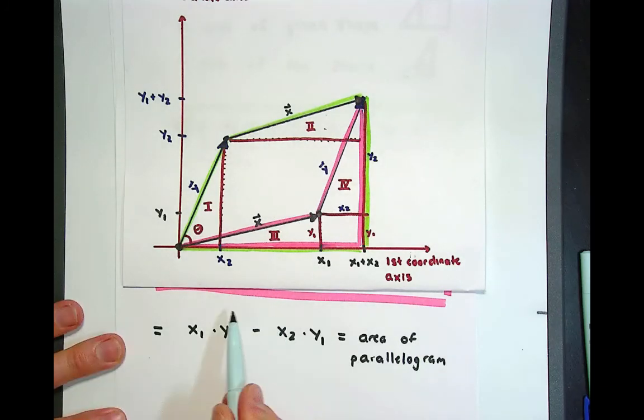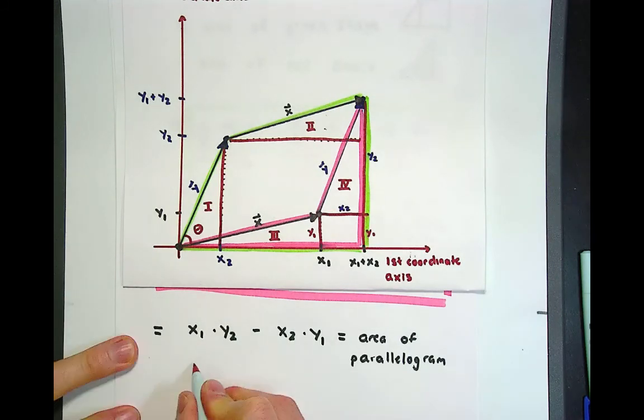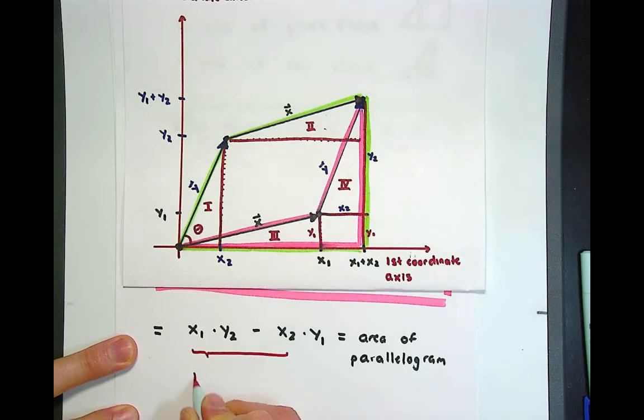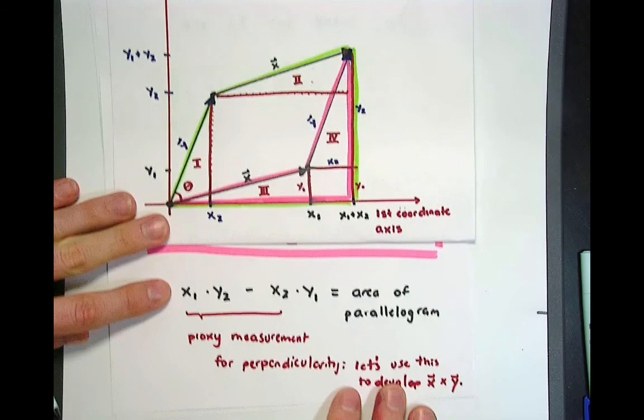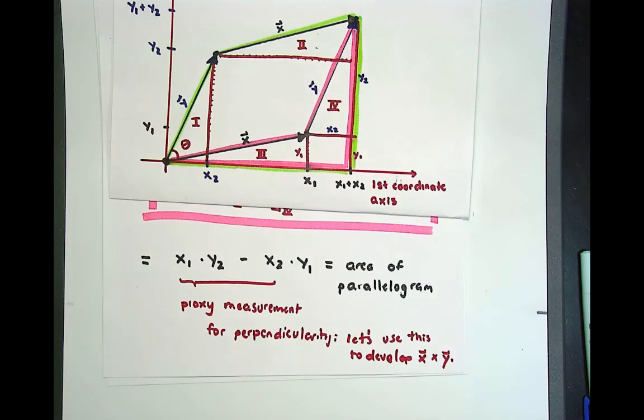All right, we're going to use this definition now of perpendicularity. This is a proxy measurement for perpendicularity. We're going to use this to develop the cross product. Okay, I hope you're on the edge of your seats. In the next video, this is exactly what we'll do.